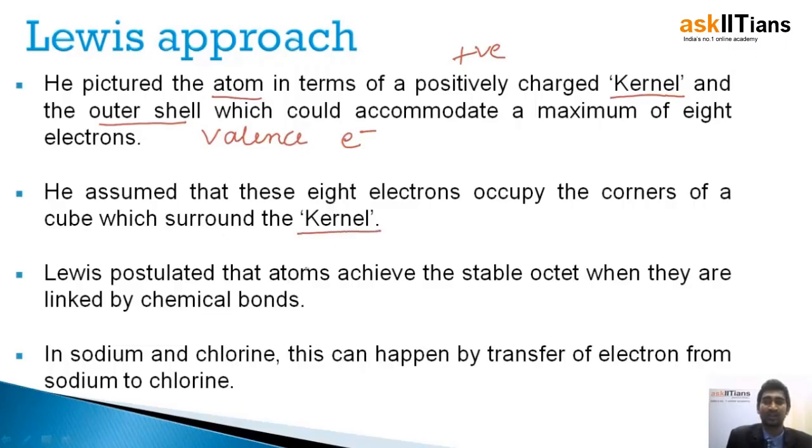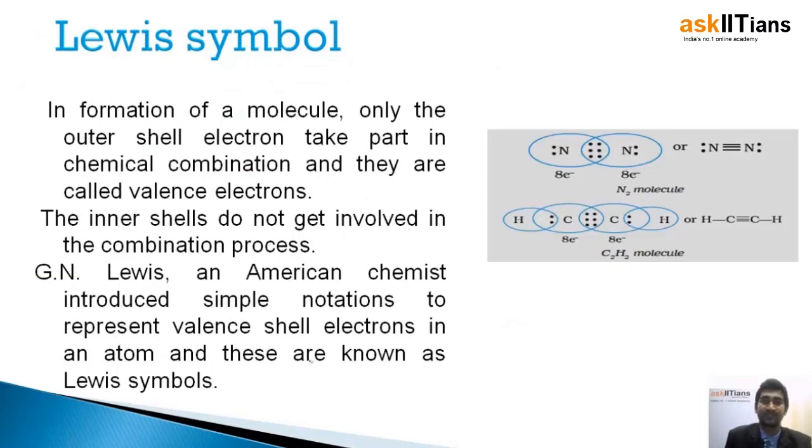So Lewis called it the kernel. It was based upon the stable octet theory, because we all know that noble gases are the most stable. They have their octet complete. And how did he represent the symbol? He just wrote the symbol of the atom with the valence shell electrons it has.